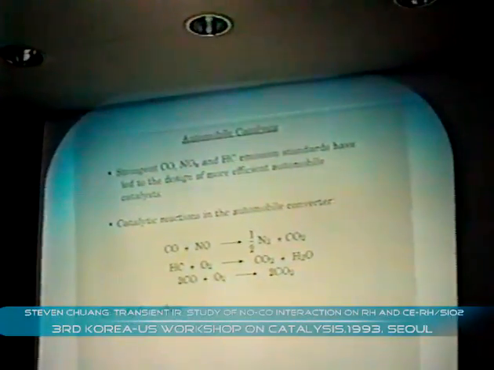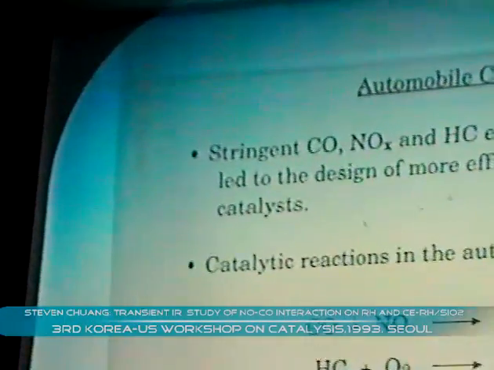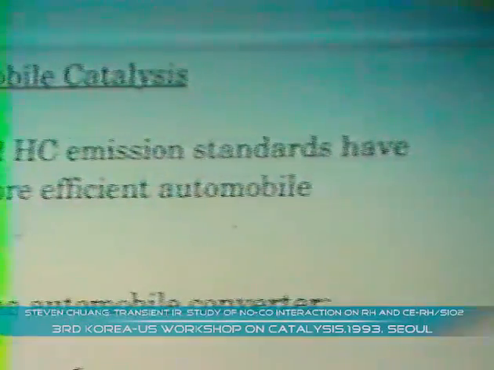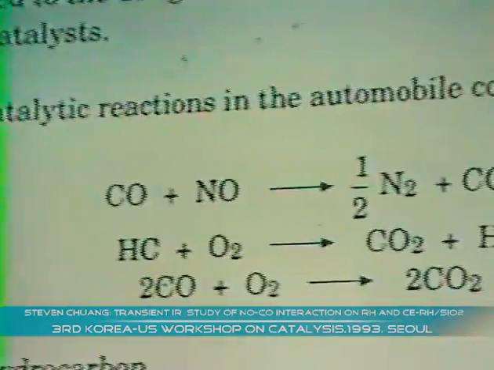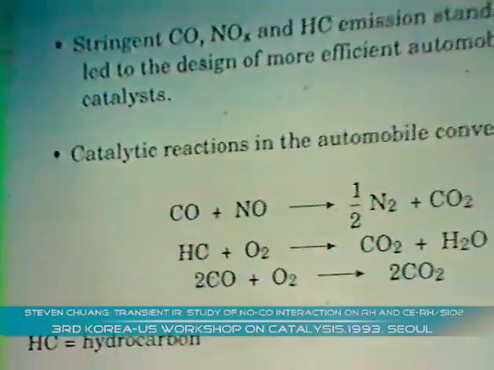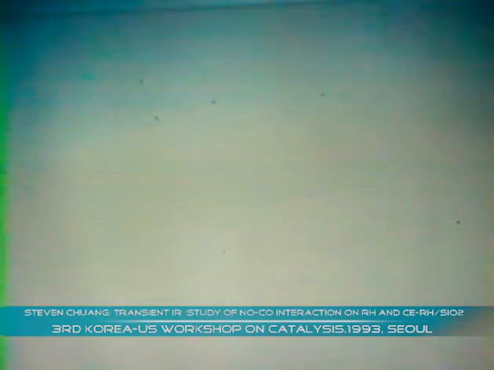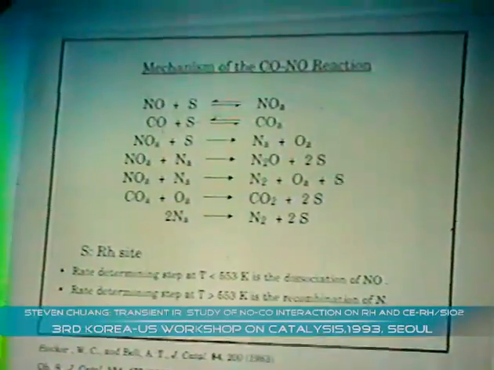Rhodium is a major component in automobile catalytic converters. The major function of rhodium is to catalyze the reaction of carbon monoxide with NO to form nitrogen and carbon dioxide. The mechanism of this reaction has been proposed by Professor Belt and a couple of investigators. And here is the proposed mechanism.